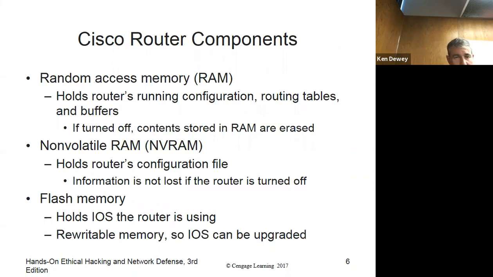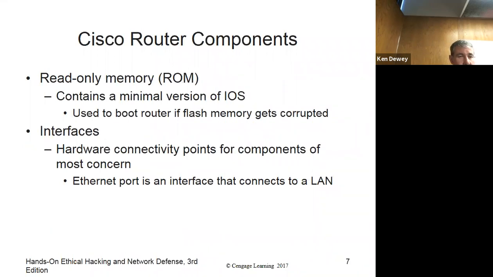Cisco has RAM, non-volatile RAM, and also flash memory. They store the OS itself. They store your access list. It says here, hold your router configuration, routing tables and buffers. It holds the router's configuration in the NVRAM, and the iOS routing is used in flash memory. So, different places to store it. Also, read-only memory. That's what it boots to.